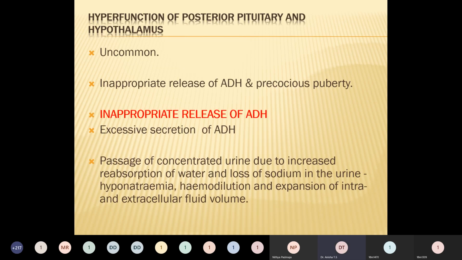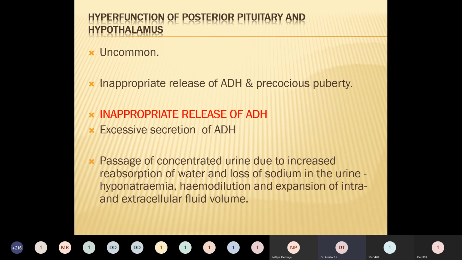Now, what happens when there is hyperfunctioning of the posterior pituitary? So, we saw that with hyperfunctioning of the anterior pituitary, it can cause prolactinoma, it can cause growth hormone excess causing gigantism or acromegaly. It can also cause Cushing syndrome, that is, excessive secretion of adrenocorticotrophic hormone. Now, what happens when there is hypersecretion of oxytocin, or hypersecretion of ADH? Okay, it causes a condition called inappropriate release of antidiuretic hormone, where there's excessive secretion of antidiuretic hormone.